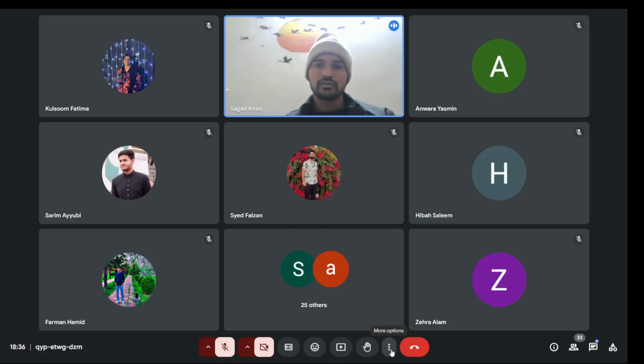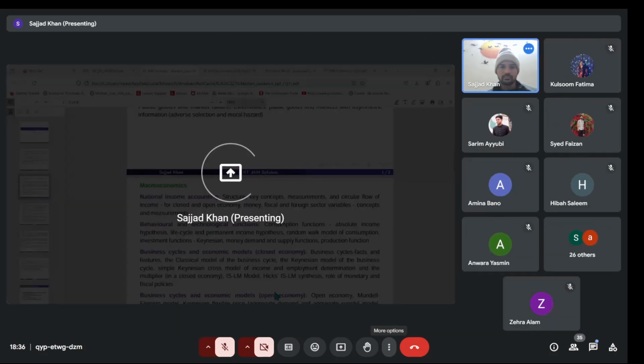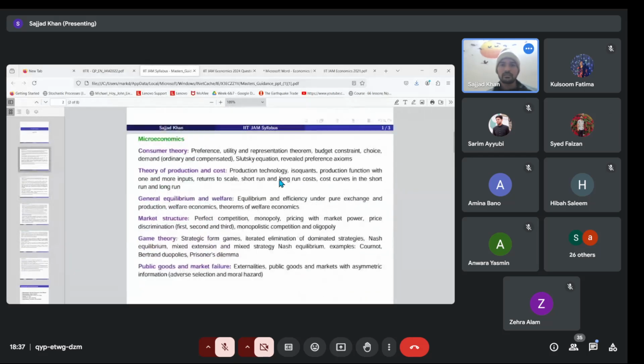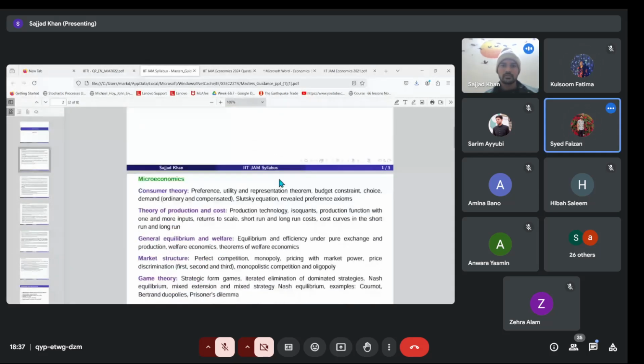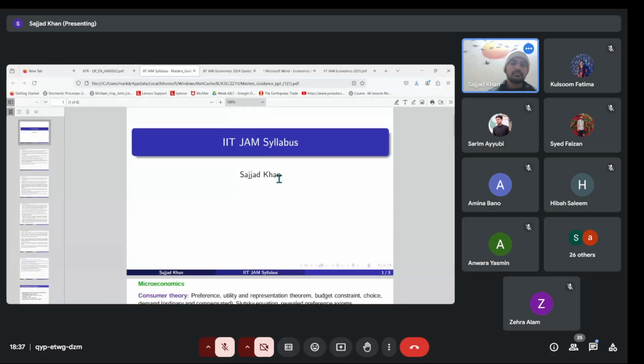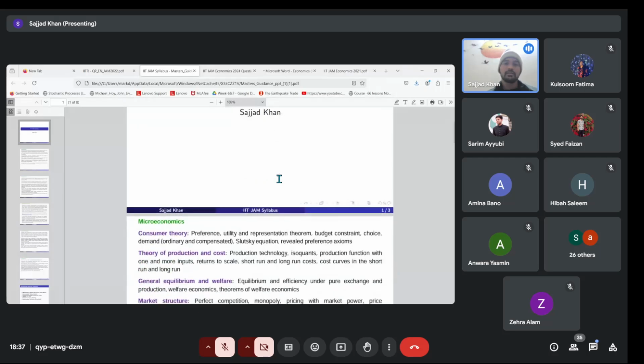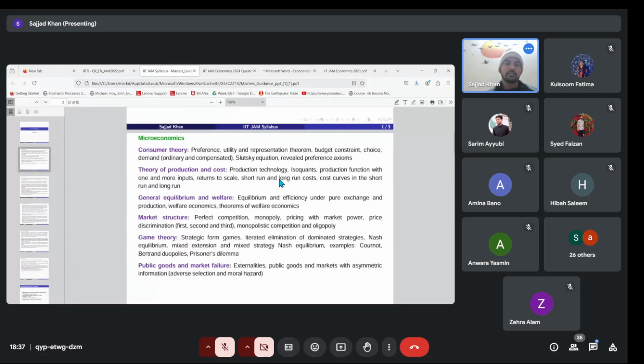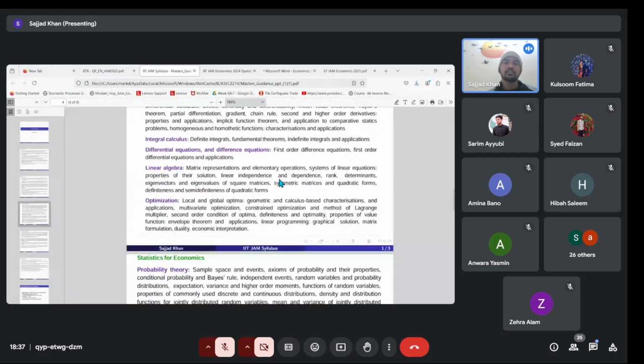Okay, now I'm going to share the syllabus of the IIT JAM exam. Am I able to share? Yes. In the IIT JAM exam, they ask microeconomics, macroeconomics, mathematics, statistics, and Indian economics.